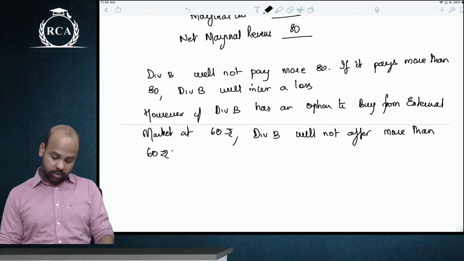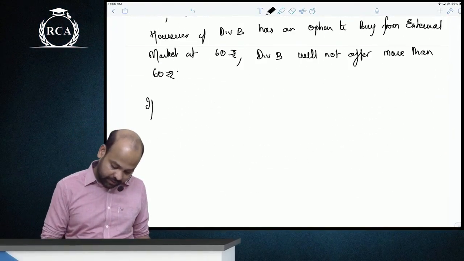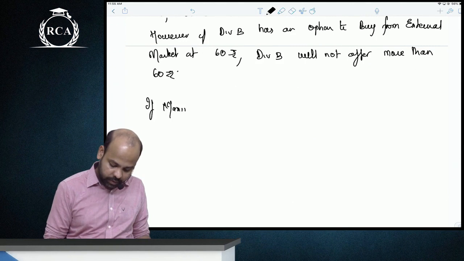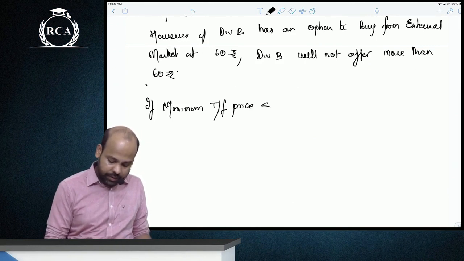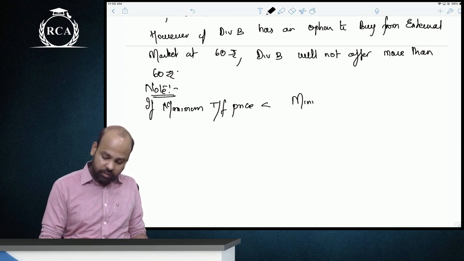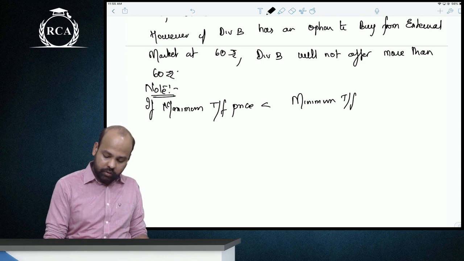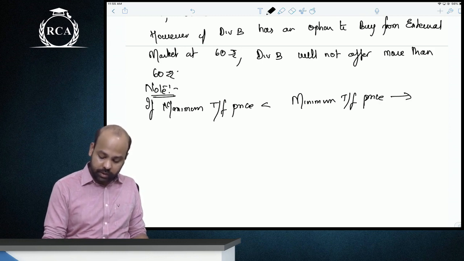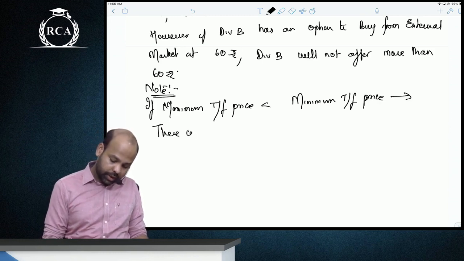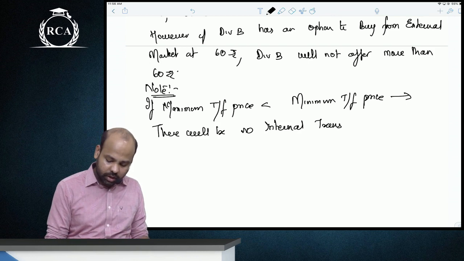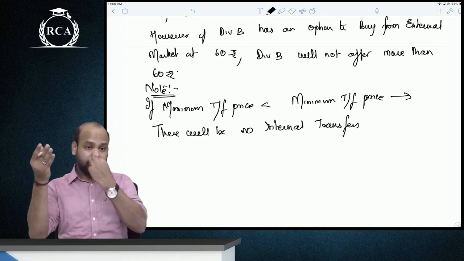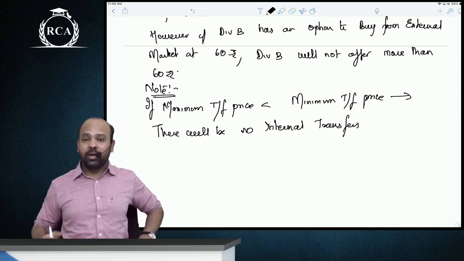Always remember, if maximum transfer price is less than minimum transfer price, internal transfers will not take place. There will be no internal transfers. It is not viable to transfer internally. That fellow's opportunity cost is more, and we cannot pay more than a particular price.